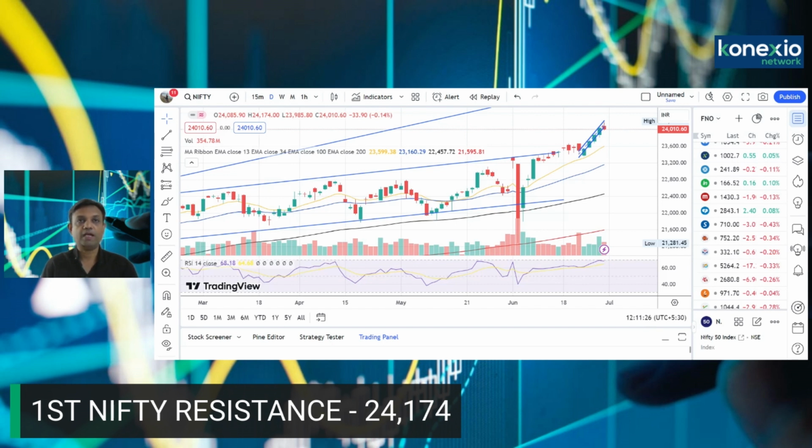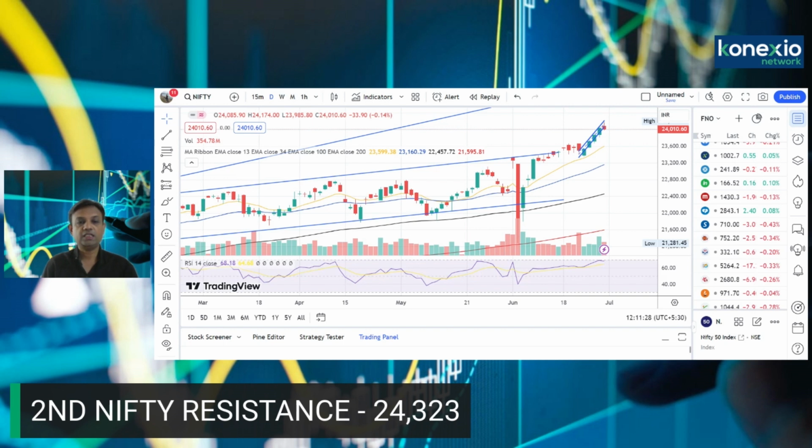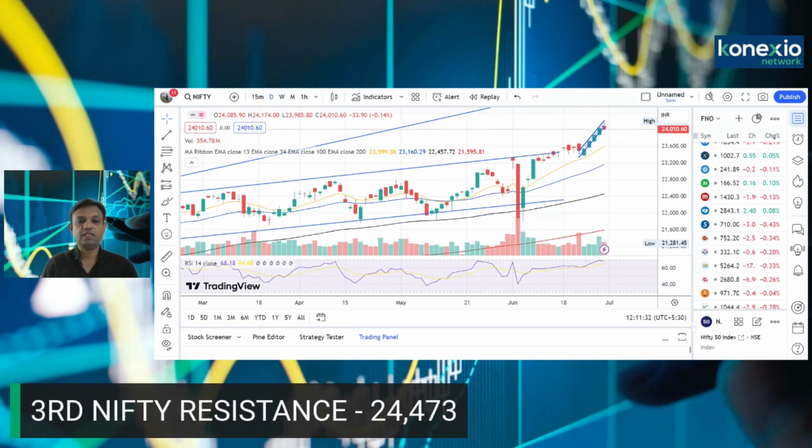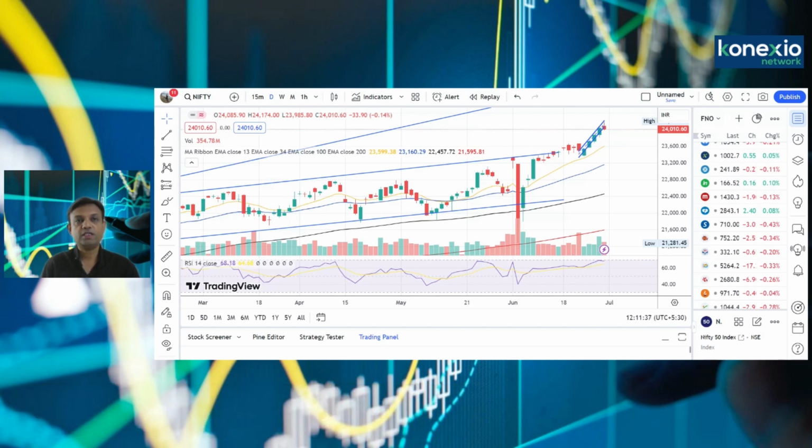24,174, which is the lifetime high. If it breaks, the second resistance is around 24,323 and the third resistance is around 24,473. These are the crucial support and resistance levels in Nifty for the next week. Traders should watch out for these levels. One should wait for some dip and then one should trade long. So the strategy should be buy on dips for the next week.